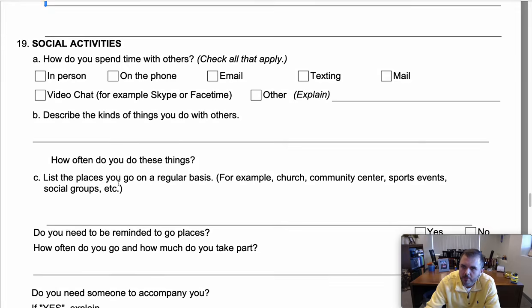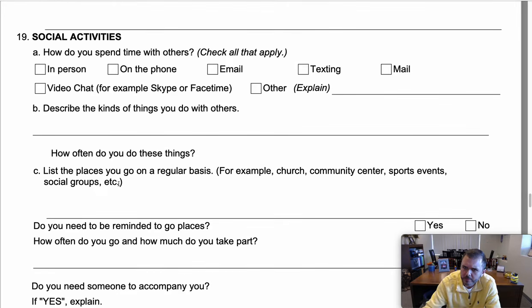Social activities, how do you spend time with others? In person, on the phone, email, texting, mail, video chat, or other. Now, this question is going to be important in that if you allege disability due to a cognitive impairment, things like you were a slow learner in school, or you have trouble with comprehension, but you're still able to log on to a video chat session, that may prove problematic. However, in person, on the phone, email, that kind of thing.